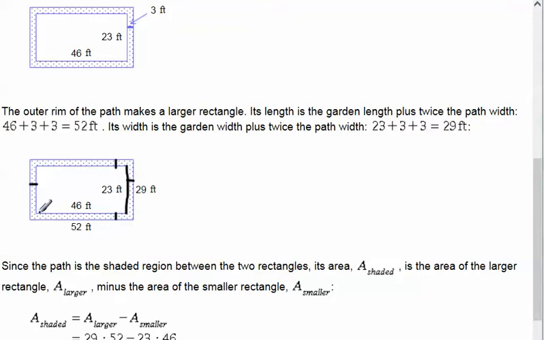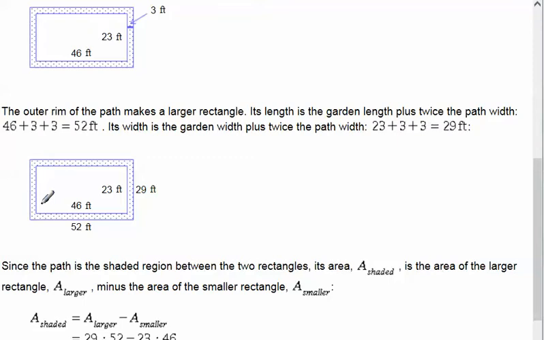Now we'll do the same for the side that was 46. So the inside piece is 46. Plus we have 3 feet going out this way and 3 feet going out this way, so that's another 6. So that means this edge is 52.